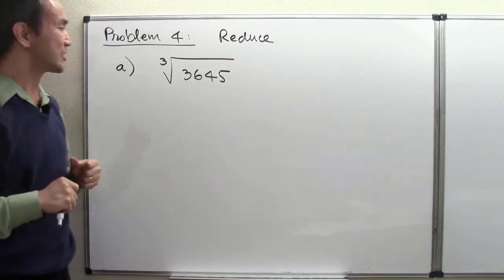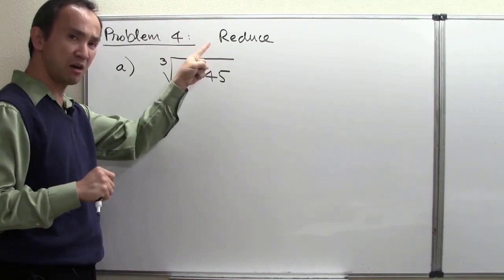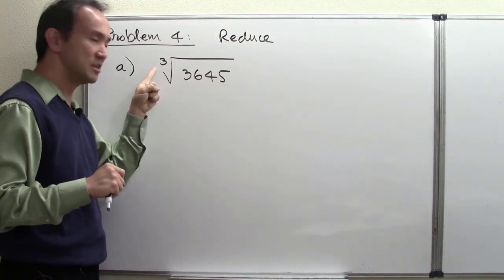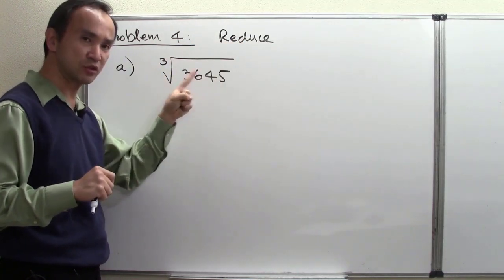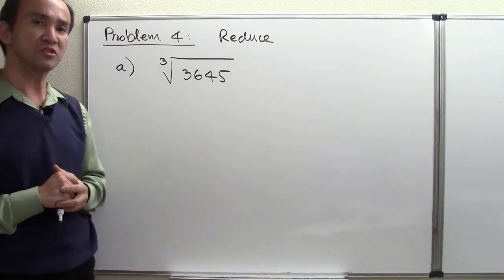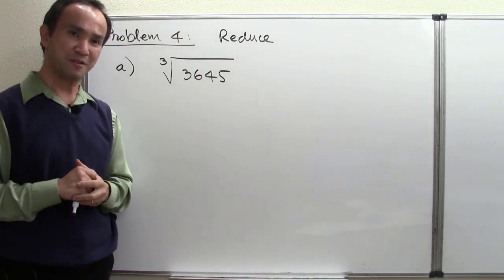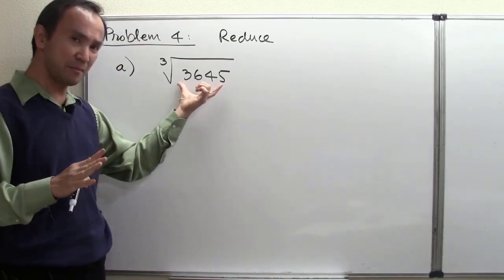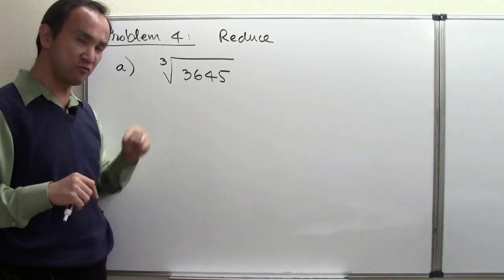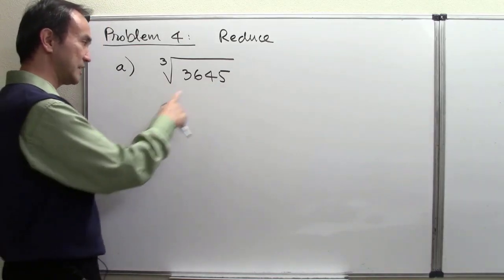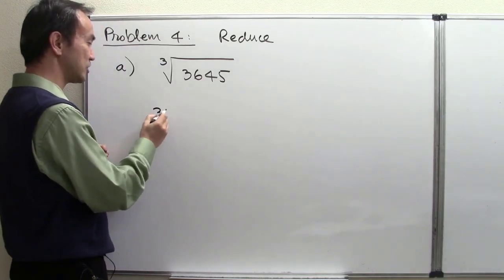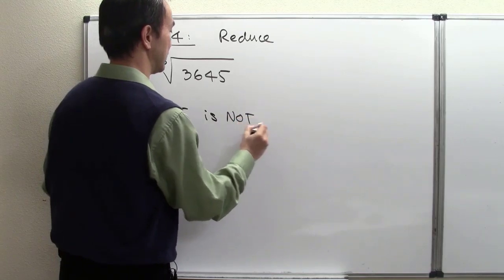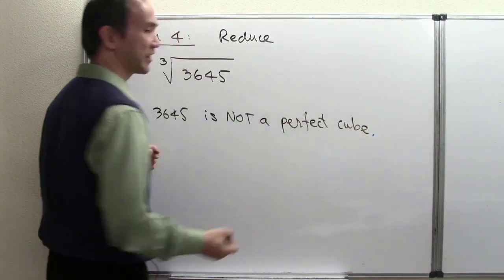Okay, and so the instruction of this problem here is asking us to reduce the following. It's a cube root of 3,645. Once again, it's a very large number inside a cube root, and clearly 3,645 is not a perfect cube.